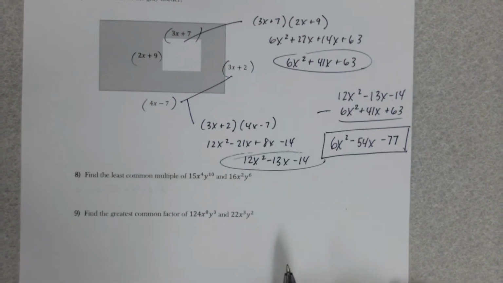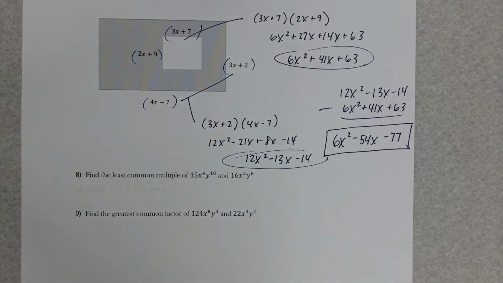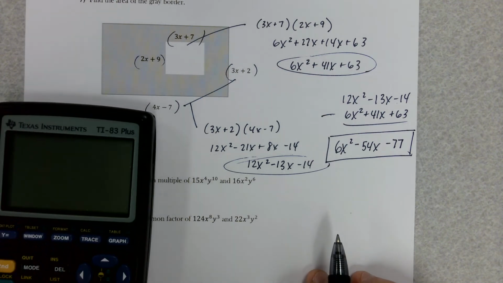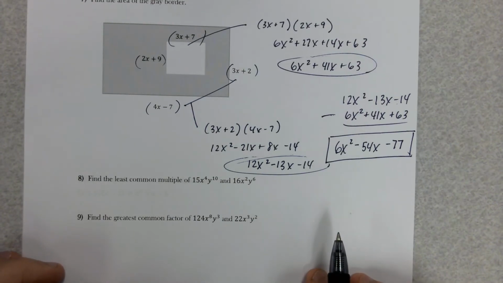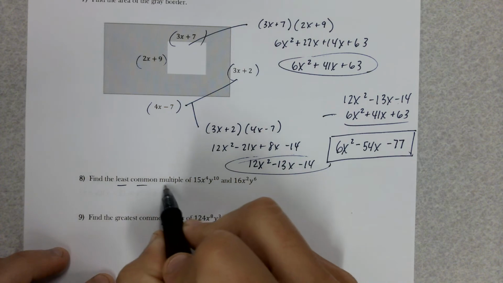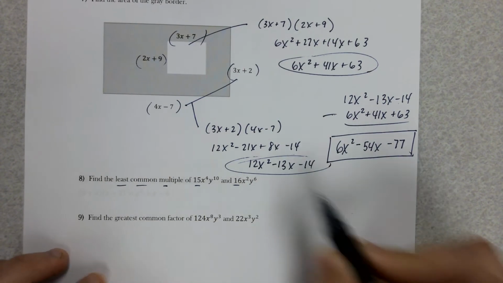All right, that takes us to 8 and 9. 8 and 9 are LCM GCF questions. Got your calculator handy? I would get it out. Okay, so having my calculator handy, that means I can easily find the LCM of 15 and 16.